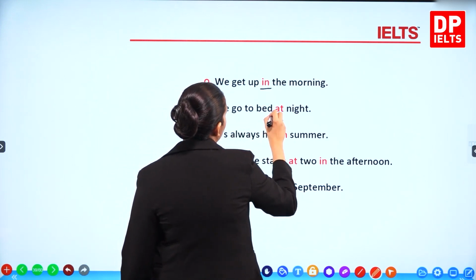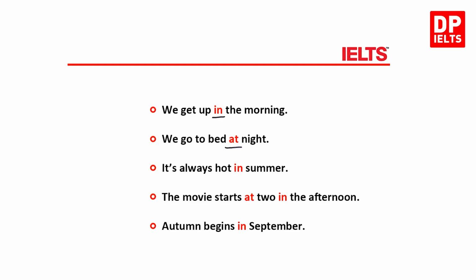We go to bed at night. Specific time, right? In the specific time we are going. So at night.